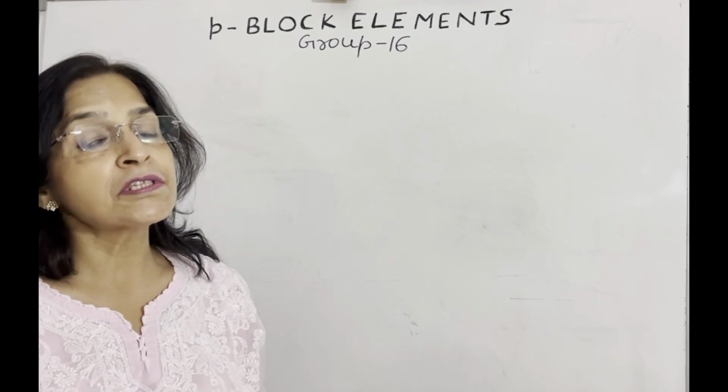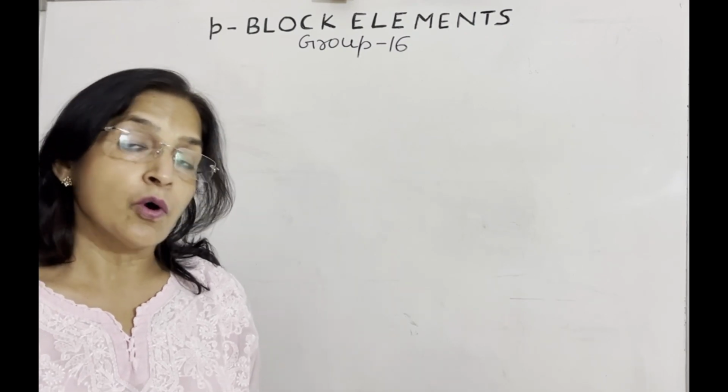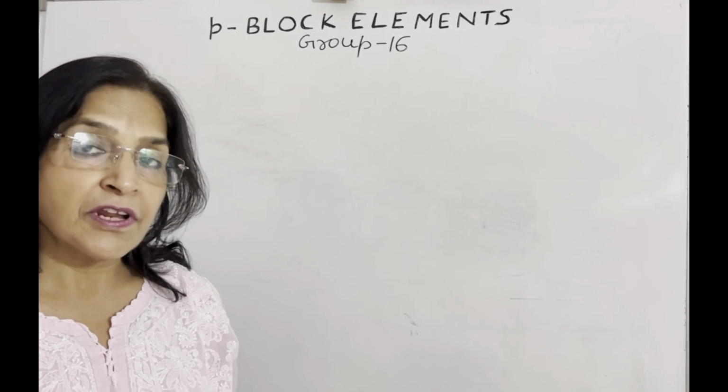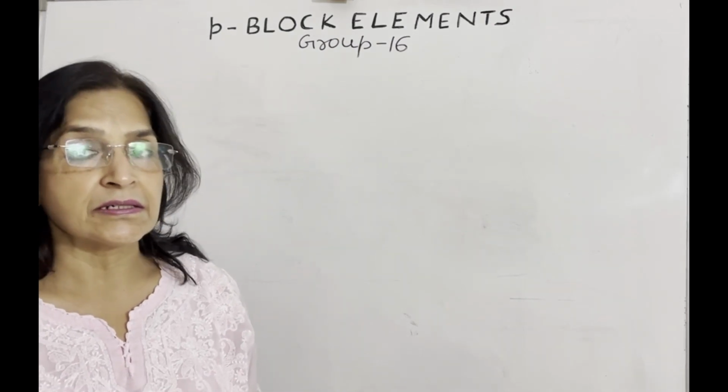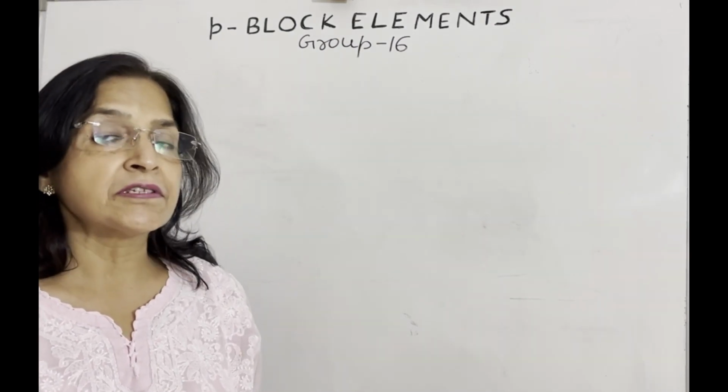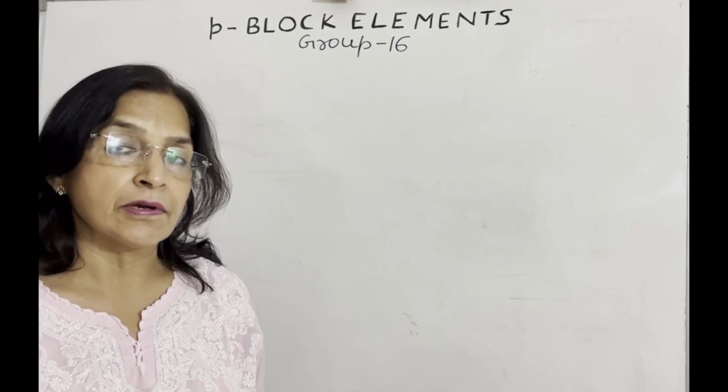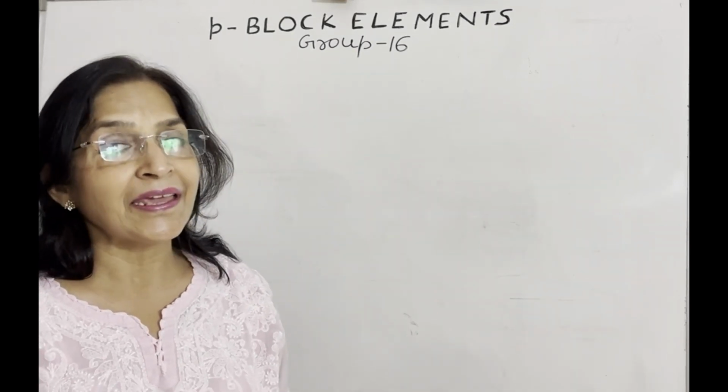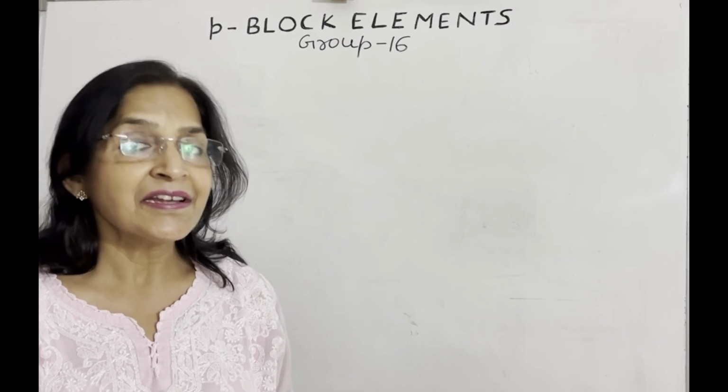Oxygen is the most abundant of all the elements on the earth. Oxygen occurs in free state as well as in combined state. Oxygen makes 21% by volume of the atmosphere. In the earth's crust, oxygen mainly occurs as silicates, that is, in combined form.